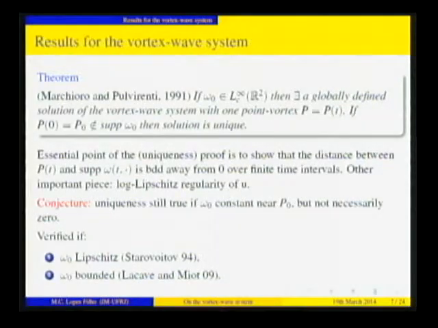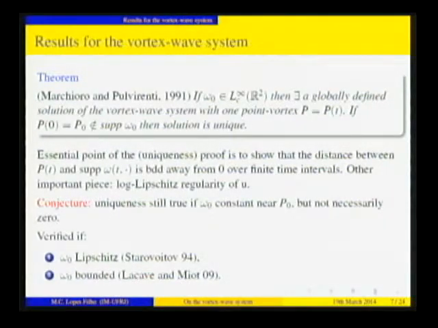Okay? If you look at the proof of existence and uniqueness, the essential point is exactly to show that the point vortex and the support of the vorticity stay away from each other. Again, this is not an entirely trivial thing because the velocity near the point vortex wants to be very large, and well, at any rate. So the point is that if the point vortex were inside the support of vorticity, the system becomes dramatically more complicated. Okay? They themselves made the conjecture, as they were somewhat frustrated because they felt that they should have been able to do uniqueness if omega naught was constant near the point P naught, but not necessarily 0. That's still a situation of physical interest.